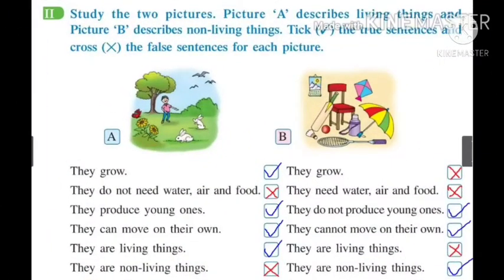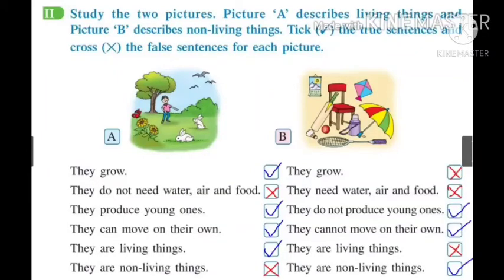Now go for the next page. Here what you have to do? You have to study both the pictures, picture A and picture B. In picture A there are living things. In picture B there are non-living things. And below the picture A there are some statements, and below the picture B also there are some statements. So which statements are true? Those you have to tick, and which are wrong, those you have to cross out.